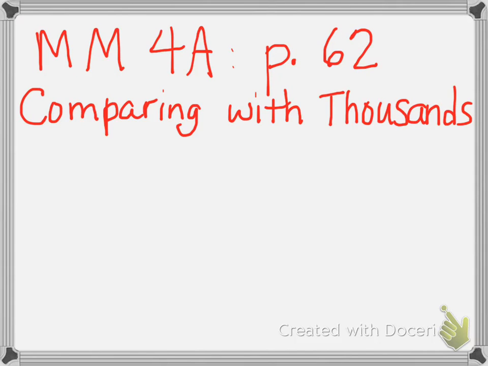Okay, today we're going to start on page 62 with Math Mammoth Book 4A, and we're looking at the section called Comparing with Thousands. First of all, we're going to talk about when we have two numbers, which one is bigger or which one is more. Let's start off with kind of an easy one.